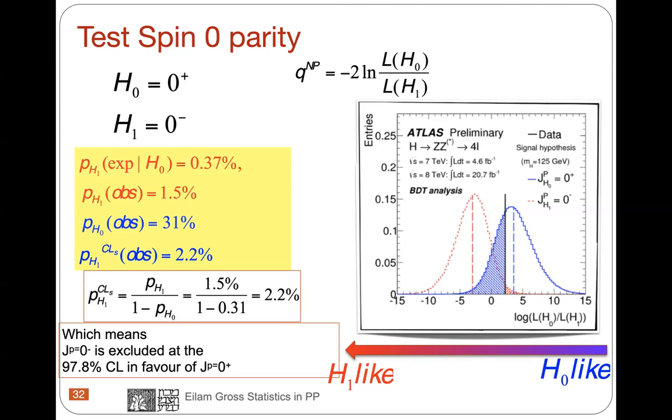So if our criteria for rejection is 5%, we feel comfortable to reject the zero minus hypothesis in favor of the zero plus hypothesis. And the way we express it in the paper is that the zero minus hypothesis, see at the bottom left, is excluded at the 97.8, because that's 100 minus 2.2, 97.8% confidence level in favor of the zero plus hypothesis.